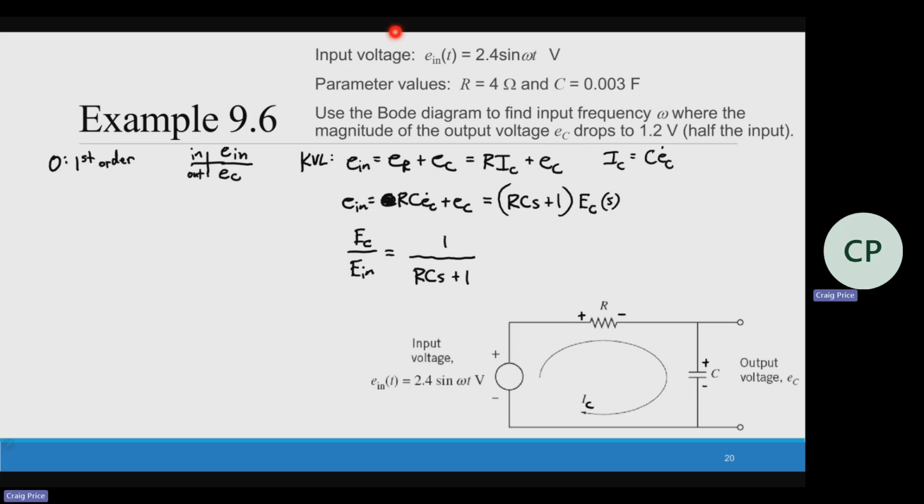Okay, so this is our transfer function. It is first order. Now, they gave us some values here. So R is equal to 4 ohms, C is 0.003. So we can plug that in. There's our transfer function. So what is K?